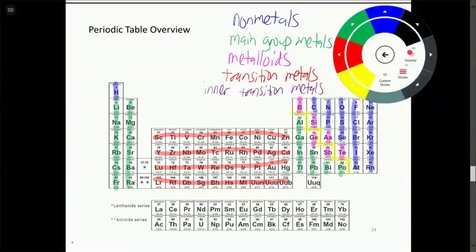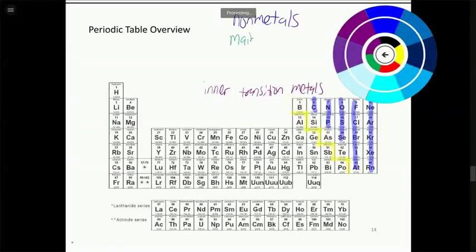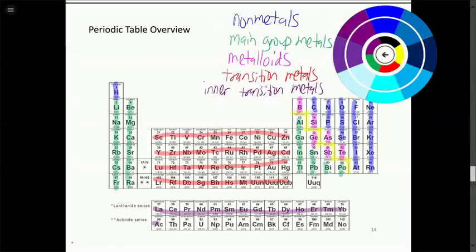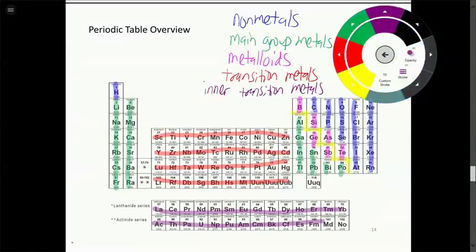So that's going to be these 2 rows here, 14 elements in each. So we call them inner transition metals. So that's kind of the basic categories we give.